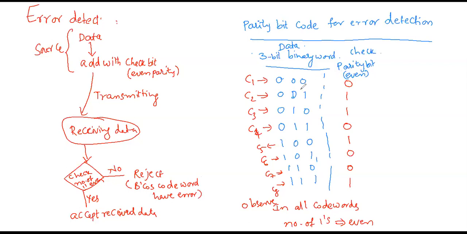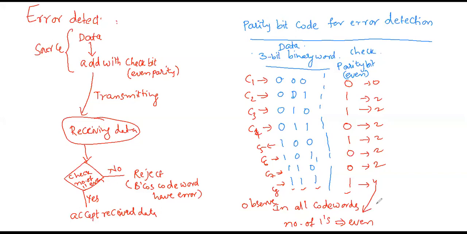When in the transmitted code word you have the number of ones even, check any code word, C1, C2, C3, whatever it may be. The number of ones is even. For example, in C8, 1 1 1 1, total number is 4. Here number of ones 2, here 2, here 2, here 2, here 2, here 0. So completely it indicates the number of ones is even.